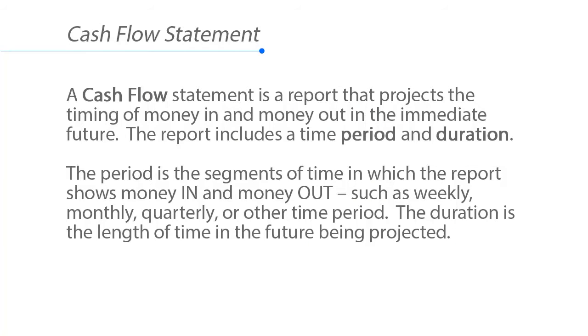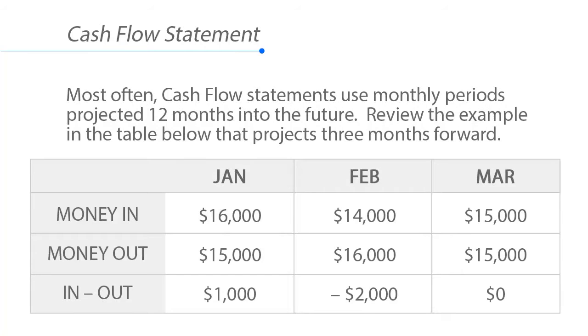A cash flow statement is a report that projects the timing of money in and money out in the immediate future. The report includes a time period and duration. The period is the segment of time in which the report shows money in and money out, such as weekly, monthly, quarterly, or other time period. The duration is the length of time in the future being projected. Most often, cash flow statements use monthly periods, projected 12 months into the future.